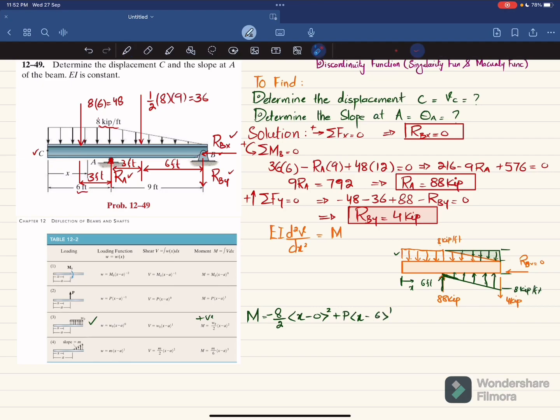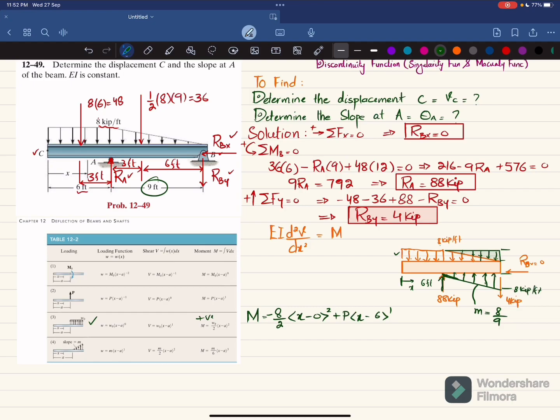The third load is triangular load, and you can see this load is like this. So for triangular load, the moment is m by 6 into x minus a power 3. What is m? So m is the slope of this curve. Slope is equal to tangent theta, which is equal to perpendicular, and this perpendicular is 8 divided by this base, which is equal to 9 feet. So 8 by 9. Clear?